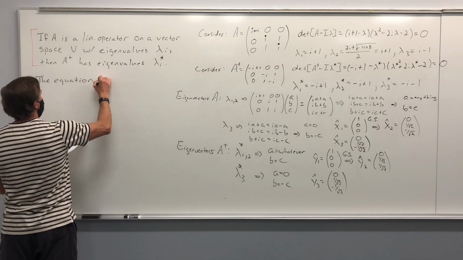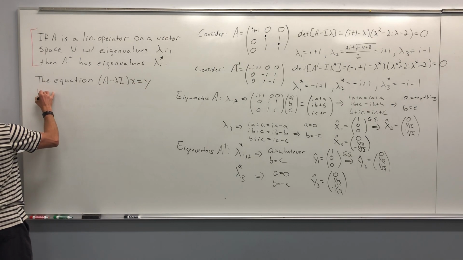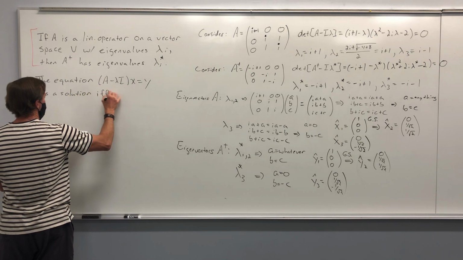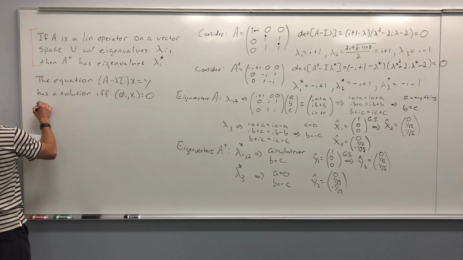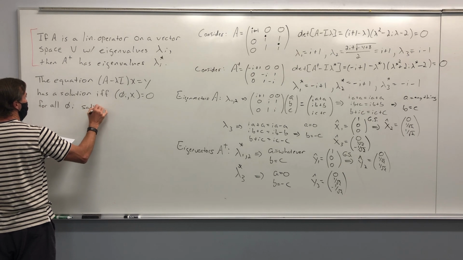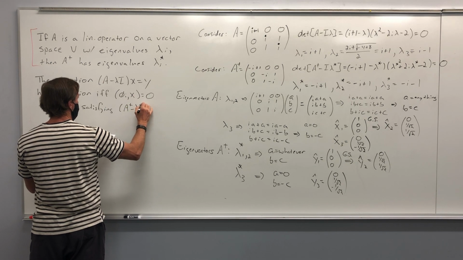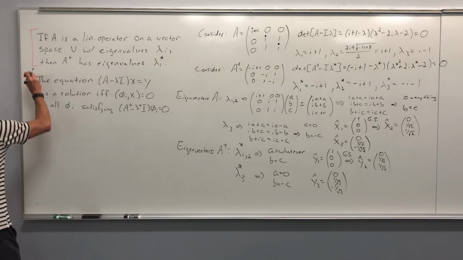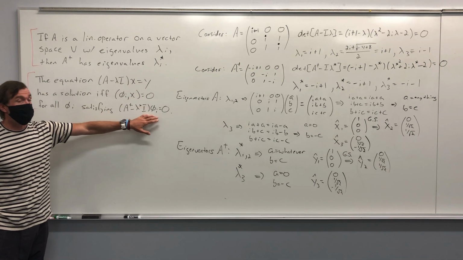The equation (A minus lambda I) x equals y has a solution if and only if phi_i dagger y equals 0 for all phi_i satisfying (A dagger minus lambda star I) phi_i equals 0. Notice these are different equations.